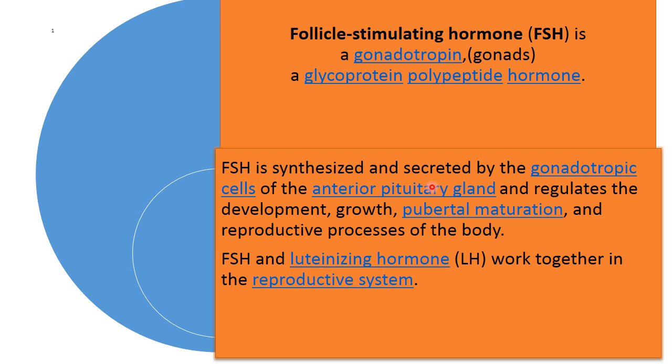Now what is the main function of follicle stimulating hormone? Its main function is to regulate the development, growth, pubertal maturation and reproductive processes of the body, both in the male and the female. It regulates puberty in the male as well as in the female. How? Another hormone along with FSH, luteinizing hormone, works together with it and develops the human reproductive system. How does it develop? Let's discuss.